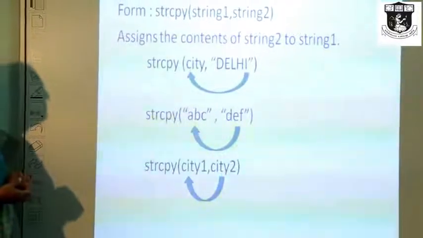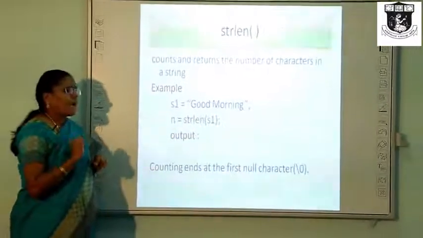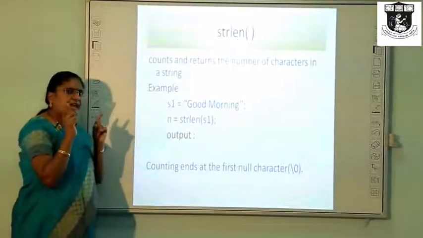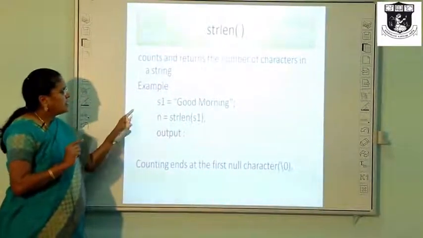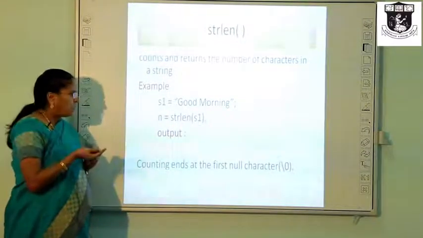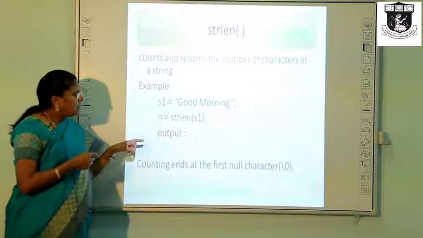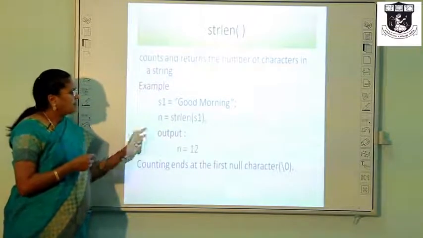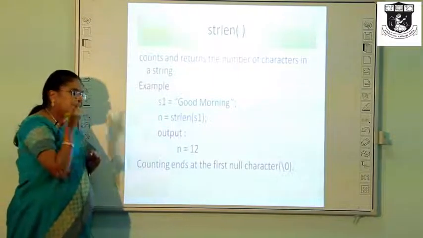The next function, string length. It counts and returns the number of characters in the string. Whatever the characters are, including the space, they will be counted and given to you as the answer. Now S1 is equal to "good morning". There is a space in between "good" and "morning", and you apply the string length function to S1. When you print the output, you get the answer as 12, including the space. If you count and see, the space is also taken.